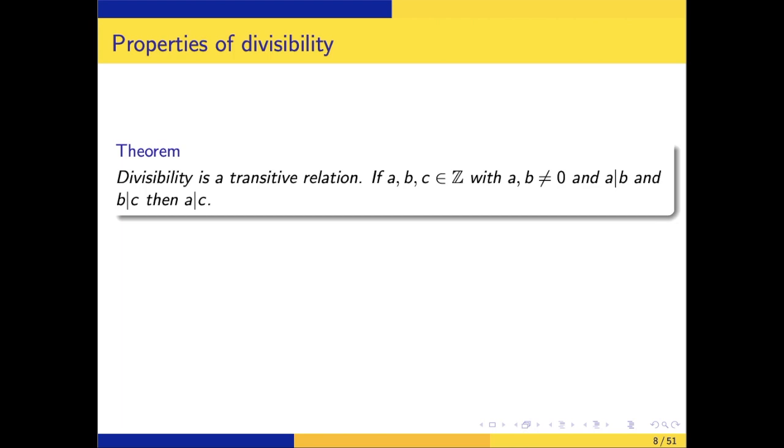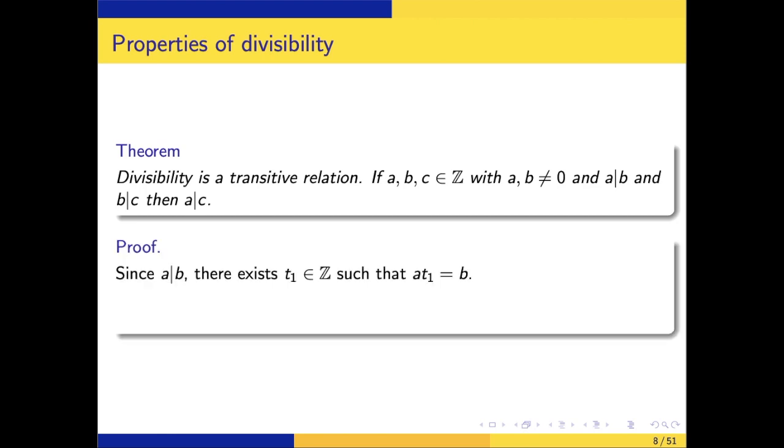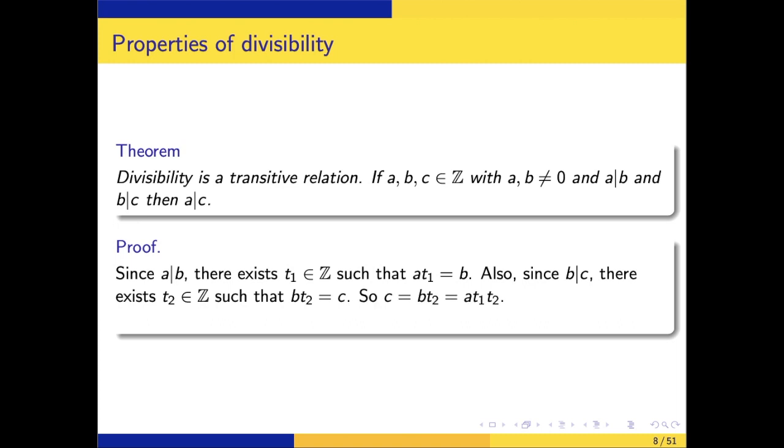Now we discuss some properties of divisibility. Namely, the first property that we look at is that it's a transitive relation. If a, b and c are integers with a and b not equal to 0, and a divides b and b divides c, then a divides c. Since a divides b, there exists an integer t1 such that at1 = b. Also, since b divides c, there exists t2 such that bt2 = c. So c = bt2 = at1t2. Now t1t2 is also an integer. This means that a divides c.